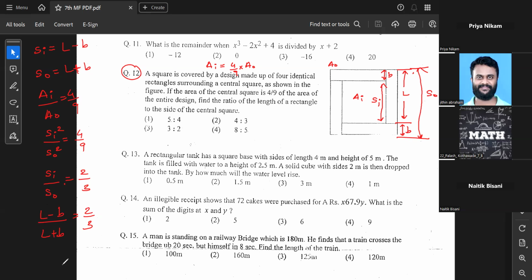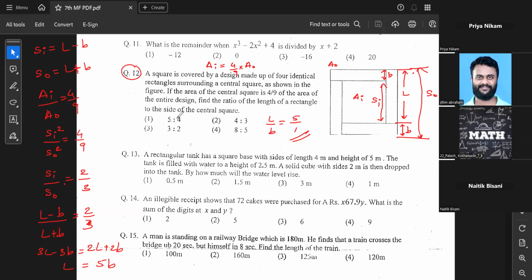Okay. This is one method, or there is one more technique actually. But if I explain that technique, you may get confused, so I'm not going to explain that. I'm going to simply do a simple calculation over here because the exams are so near. I don't want to confuse you with any new methods. When I multiply 3 over here, it becomes 3L minus 3B is equal to 2L plus 2B. So when I take 2L over here, 3L minus 2L gives me L is equal to 5B. So ultimately my answer is L upon B is equal to 5 upon 1.